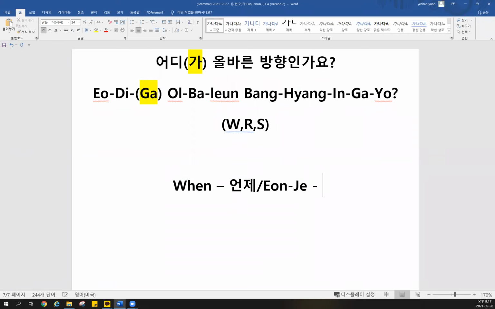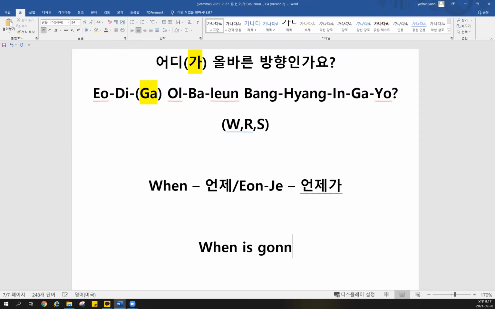언제. All right, so 언제 has no final consonant. Then which one do you have to use, 이 or 가? Correct, there we go. So it's going to be 언제가, right? Let's say this is the example. When is going to be the best time? When will be the best time?